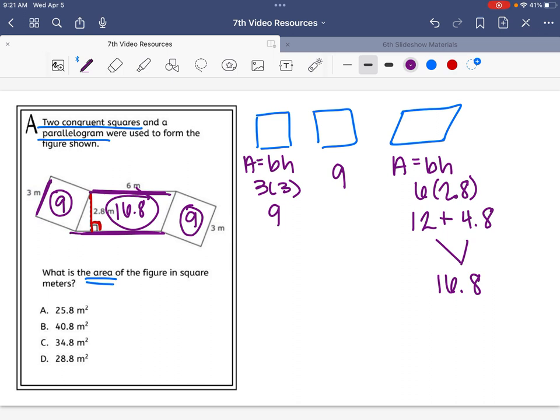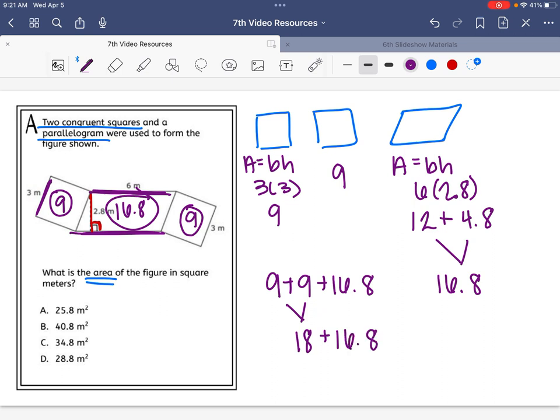So to find the area of the whole thing, all we do is take the sum now. I know 9 plus 9 plus 16.8 will be the sum of the whole area. 9 and 9 makes 18. So now I have 18 plus 16.8.